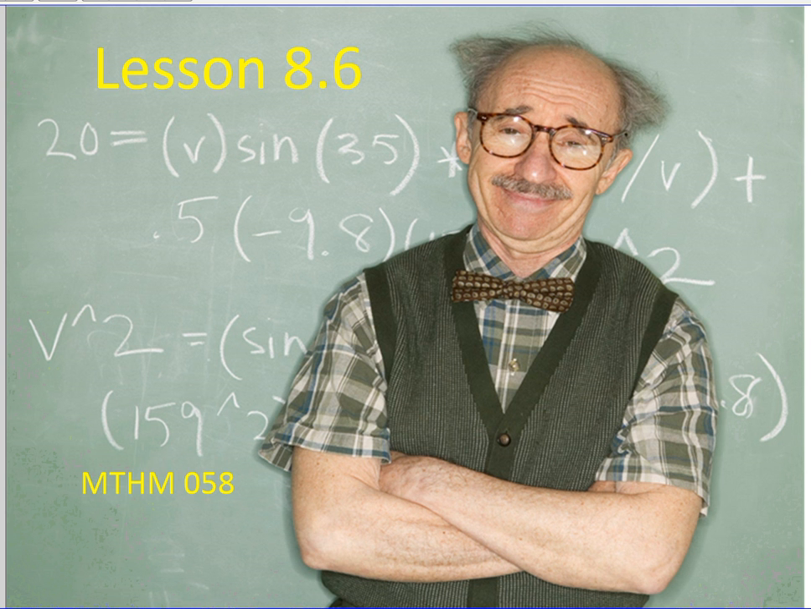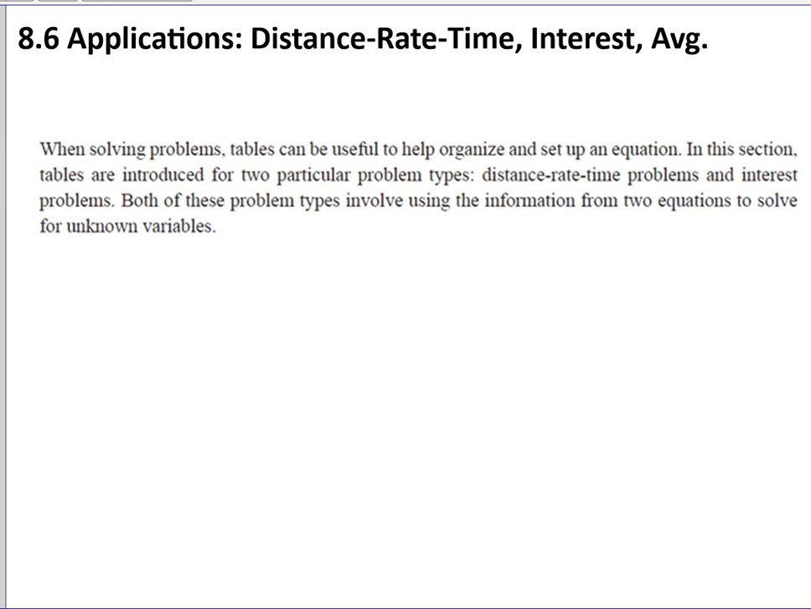In section 8.6, we're going to be looking at application problems with distance, rate, and time problems, interest problems, and then an application of the average problems. When solving problems, tables can be useful to help organize and set up an equation. In this section, tables are introduced for two particular problem types, our distance, rate, and time problems and the interest problems. Both of these problems involve using some information from two equations to solve for unknown variables.